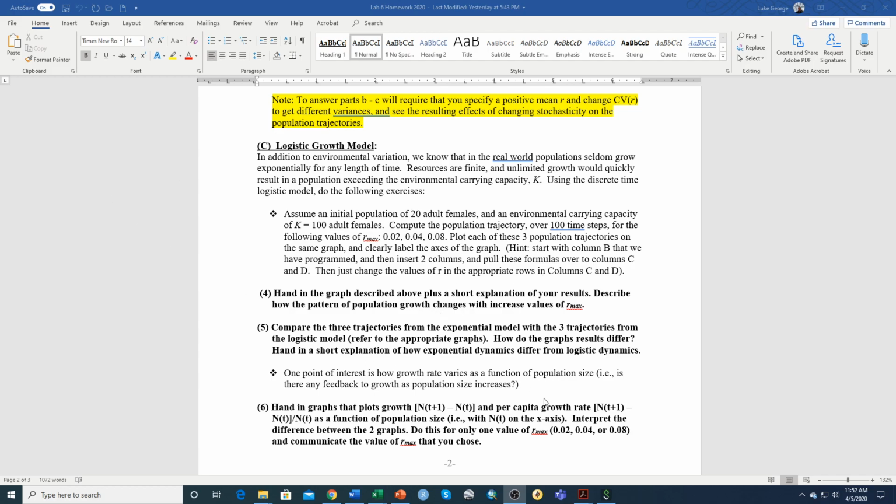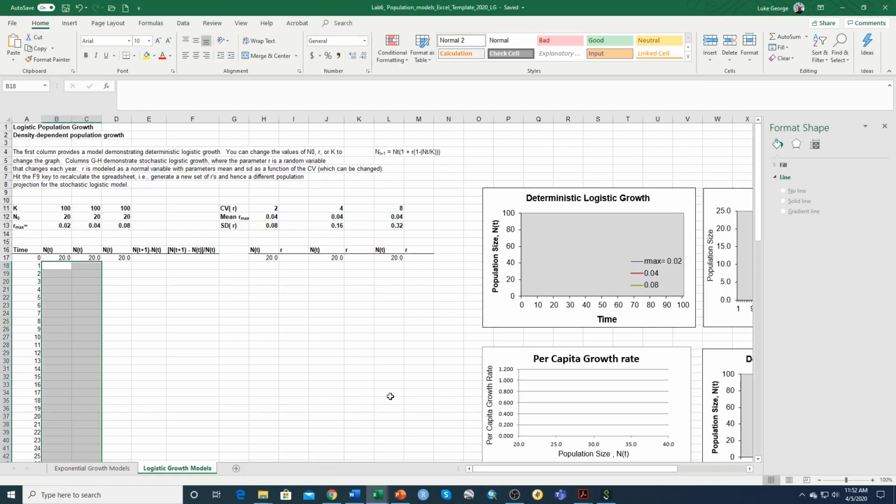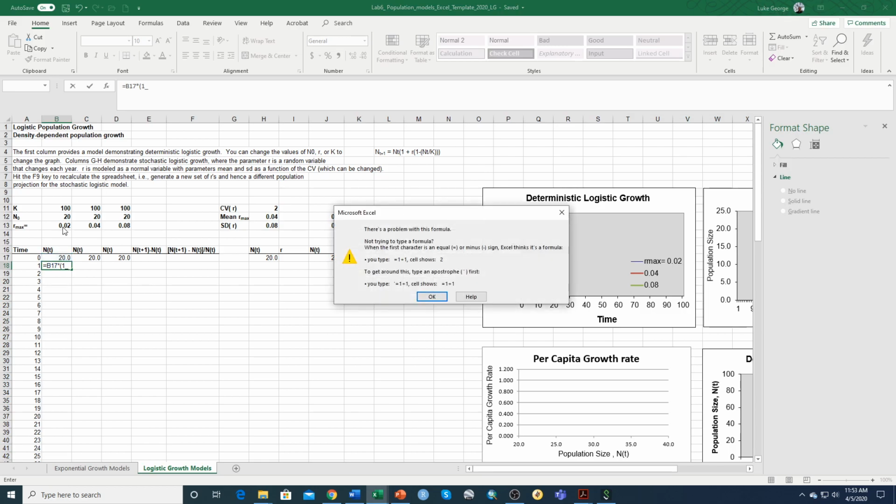Let's take a look at the spreadsheet and see how we would do that. Here we have the logistic growth equation, and we just need to put that into this first cell. We always start with an equal sign for every good equation in Excel. So we want to start with n sub t, and then multiply that times, in parens, 1 plus our value of little r.